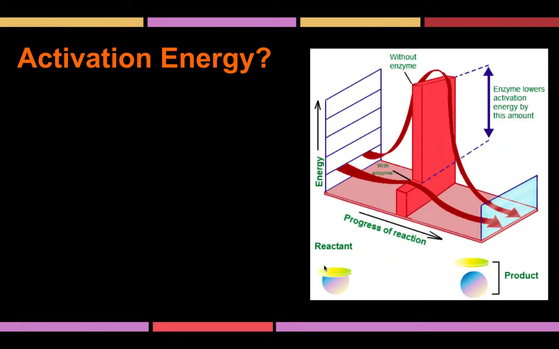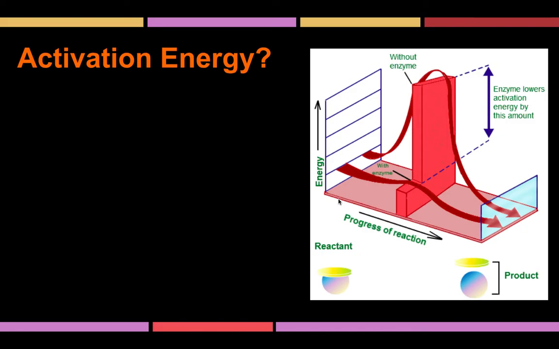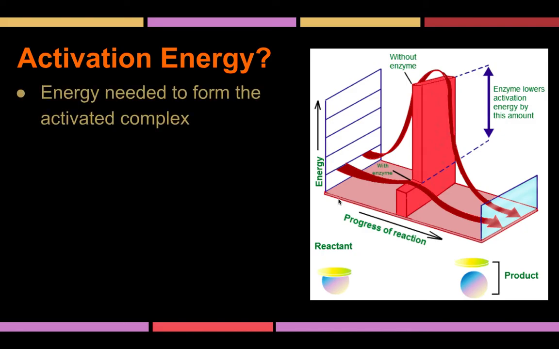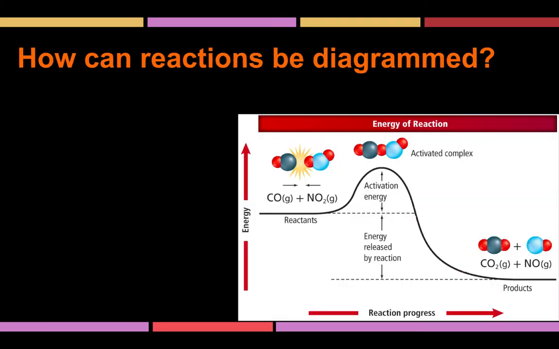So that energy represented by this collision and how big this smash is, we call that the activation energy. It's the energy needed to form that activated complex, the energy needed to break the old bonds of our reactants. And the more energy needed, the slower the reaction.